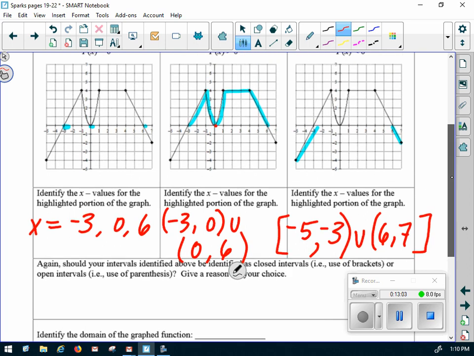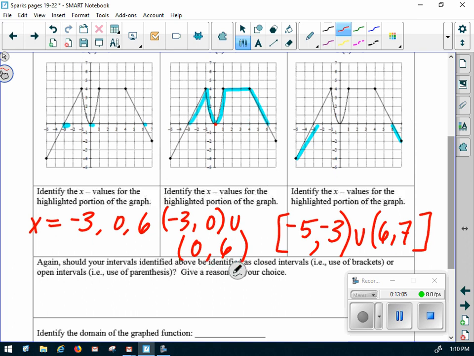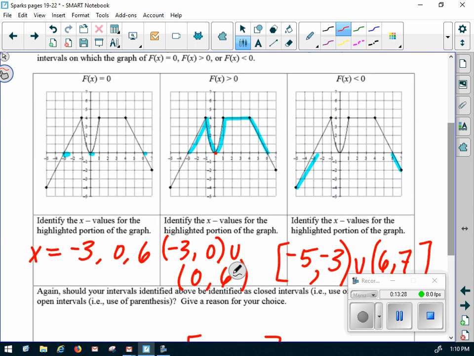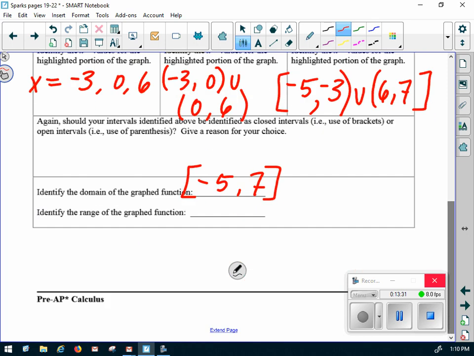What's the domain of the function? What's the domain? -5 to where? So we've got -5 to 7. Are those included? Both? Okay. Range? -4 to 4. Brackets or parentheses? Brackets.